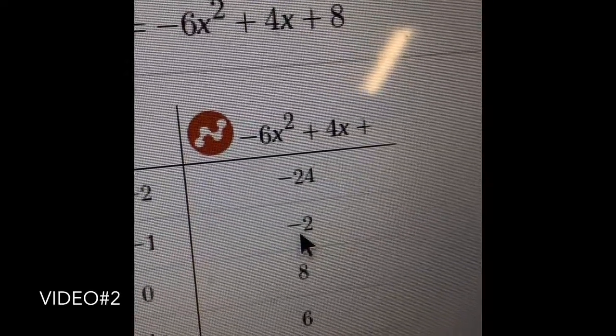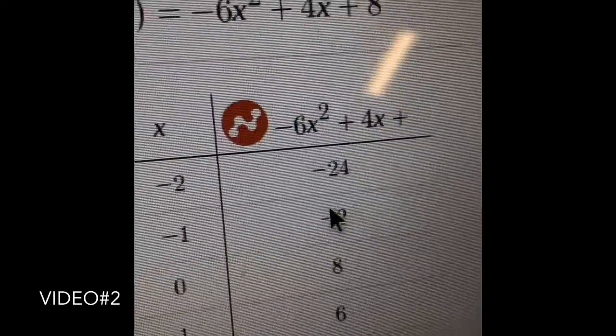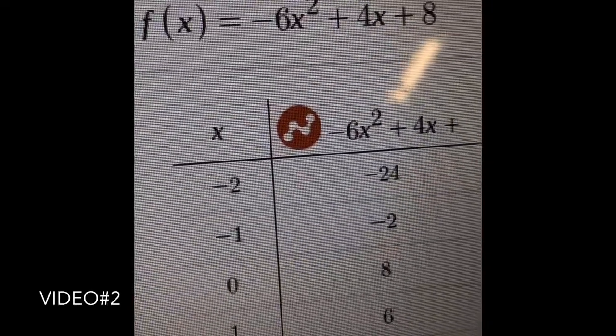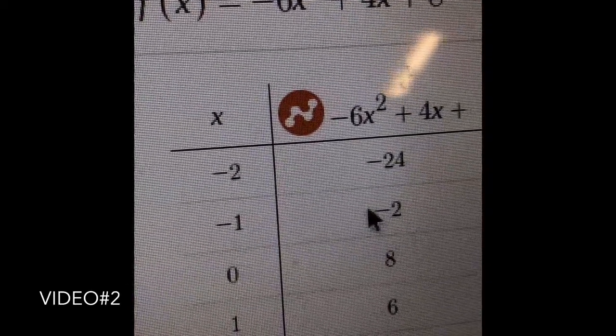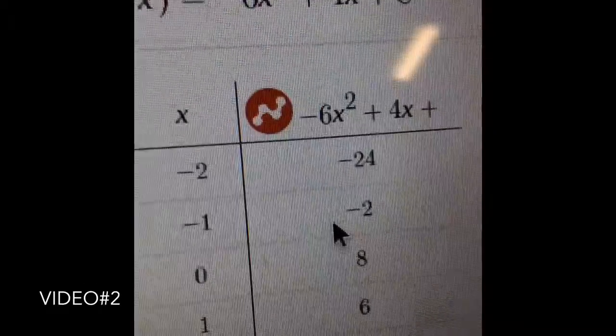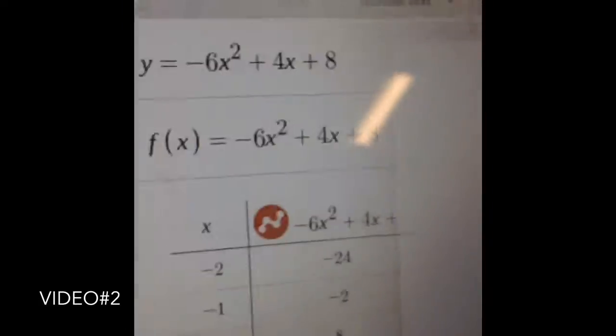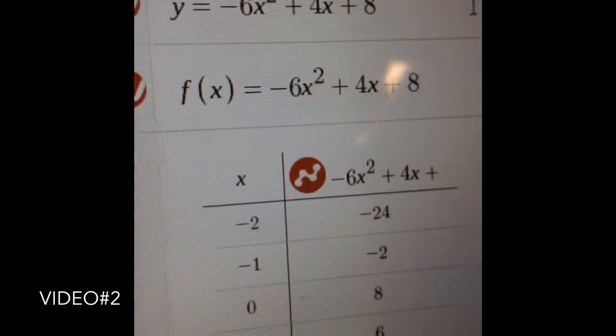Which would mean that your 0.5 answer is right, because negative 2 divided by negative 24 is half. Well, it's like, yeah, half, and then negative 1 divided by negative 2 is half.